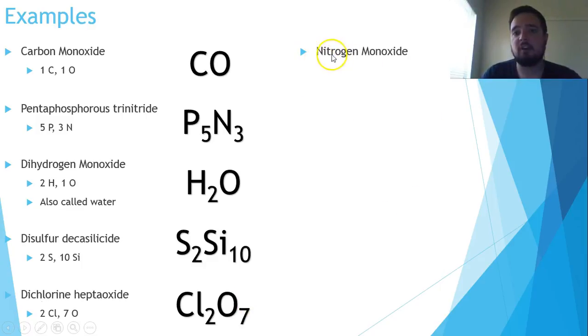Nitrogen monoxide. So again, nitrogen does not have a prefix in front of it, so we can assume there's 1 nitrogen. And then monoxide, which we've already seen before, is 1 oxygen. Okay, so you just put them together. It's just NO.